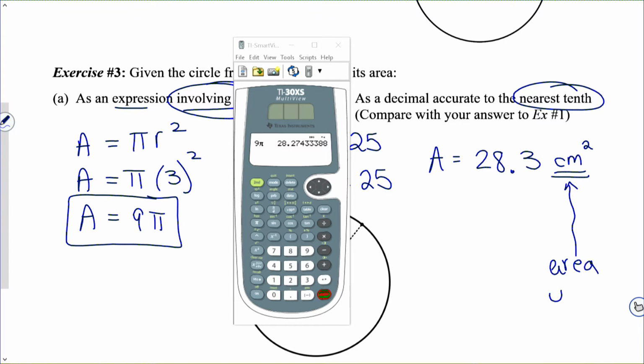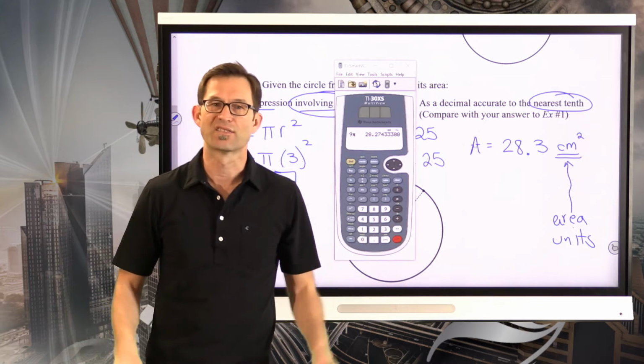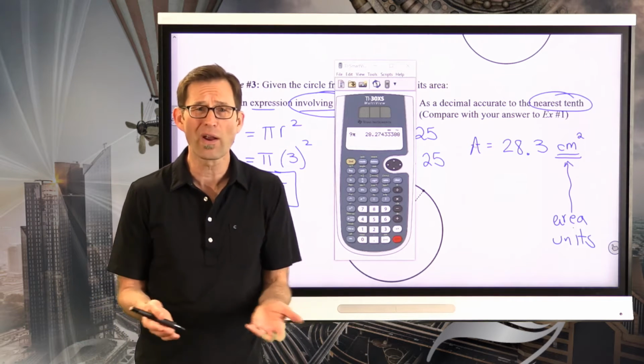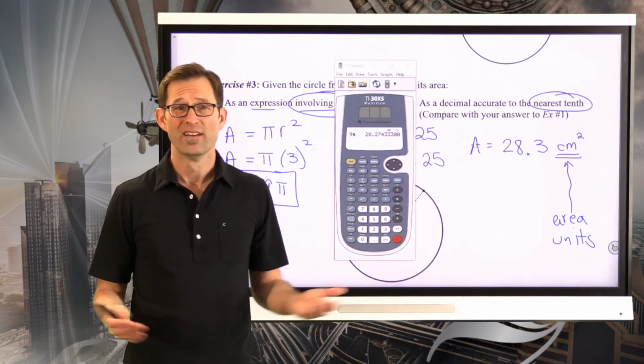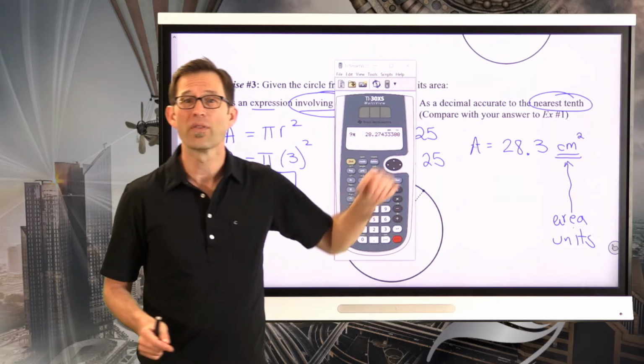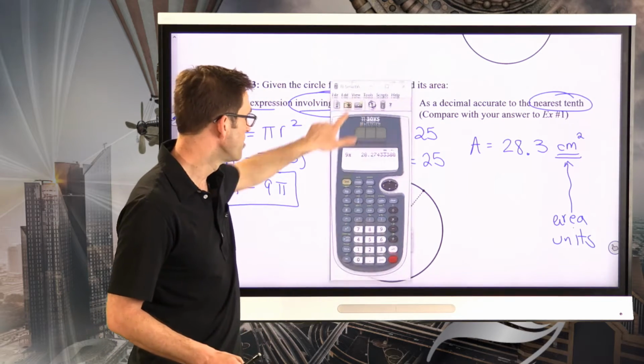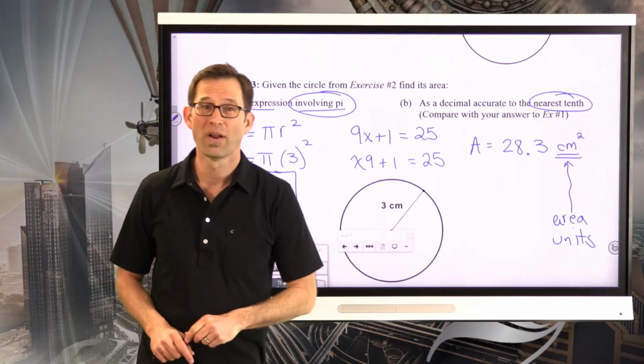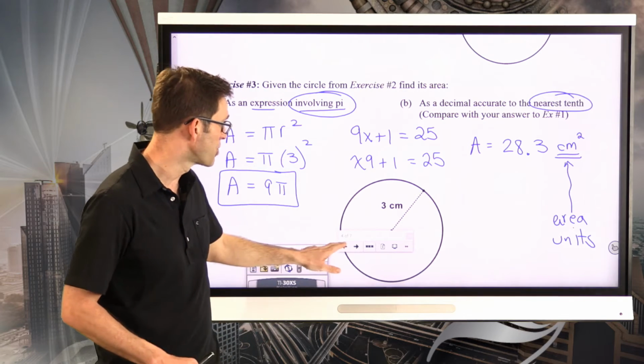Area units. Don't tell me ever that area is 28.3 centimeters. That just doesn't make any sense. I'm counting the number of squares that lie inside of something, right? 28.3 square centimeters. Now, how does that compare to our estimate in exercise number 1?